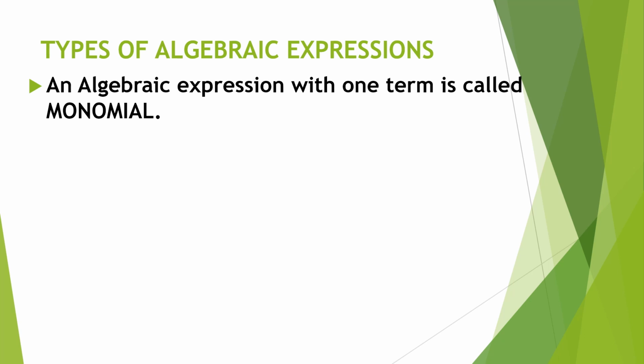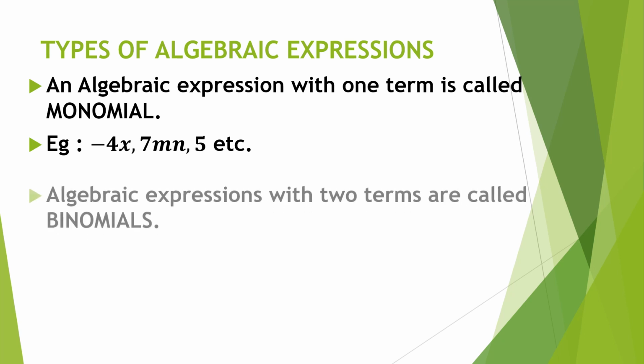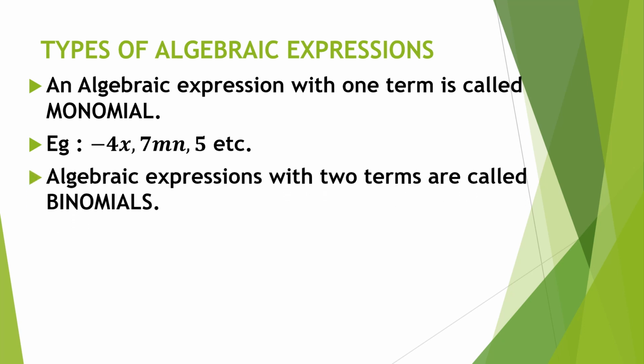An algebraic expression with only one term is called a monomial. For example, minus 4x, 7mn, 500 all are monomials. Next, binomial. Bi means two. From the word itself it is understood, algebraic expressions with two terms are called binomials. For example, x plus 4, 3y minus 10, etc.